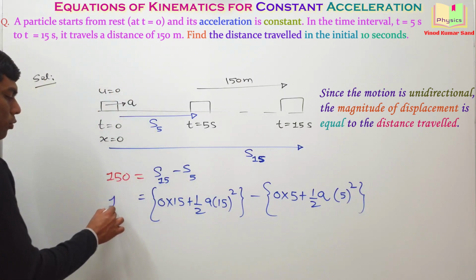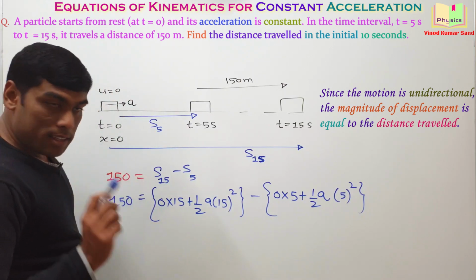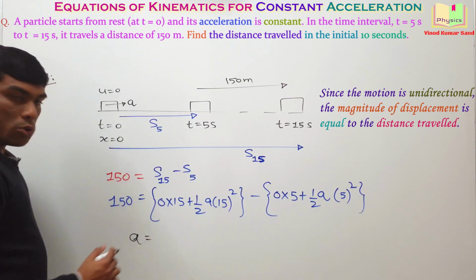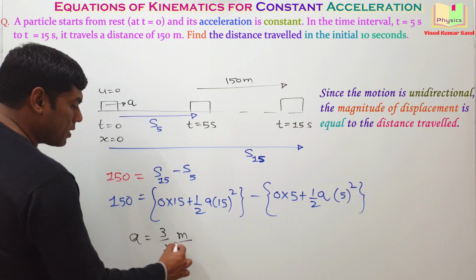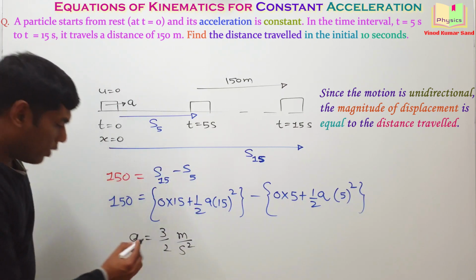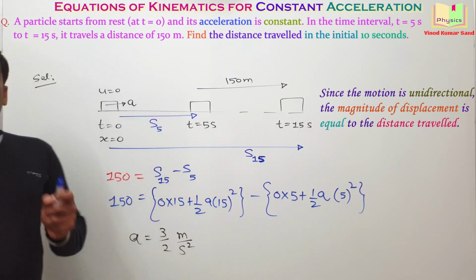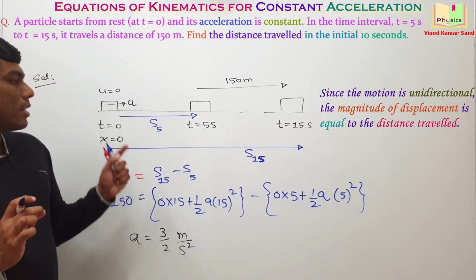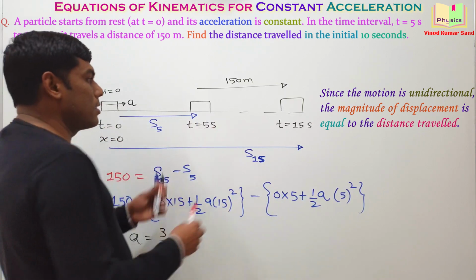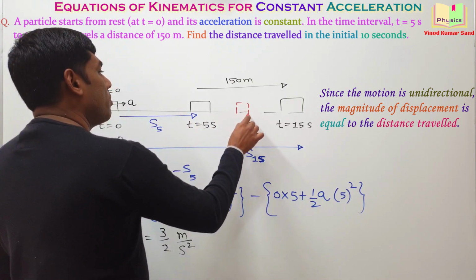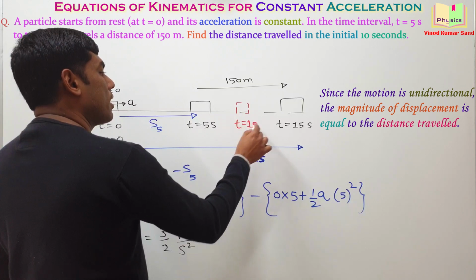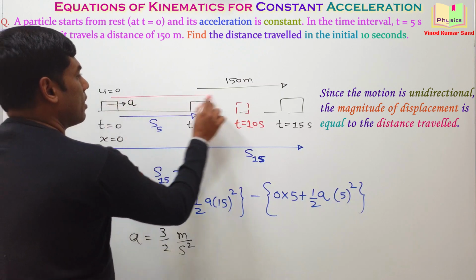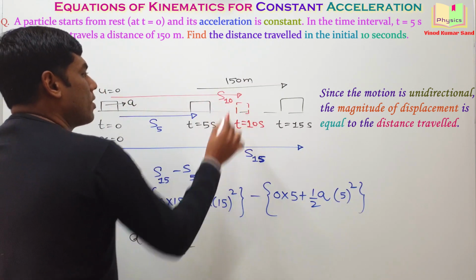Computing this will get the value of the acceleration. Do your calculations quickly. You will obtain a. a comes out to be 3 by 2 meter per second square. Check it once. Now, if we know the acceleration, we can easily find the displacement or the distance traveled in the initial 10 seconds. Let's say somewhere here is the moment t equal to 10 second. And now you need this thing. I'll indicate it here by S10.